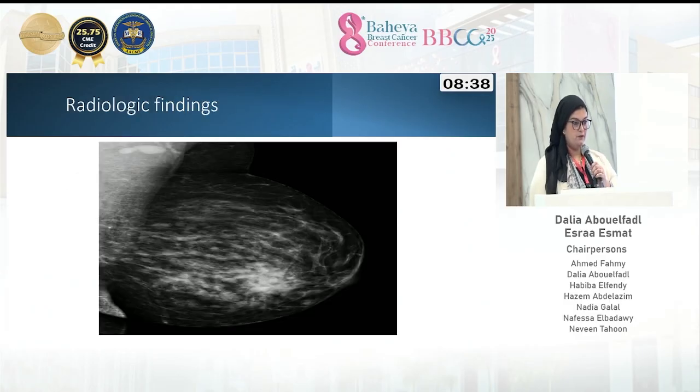This is the radiology of the patient demonstrating the abnormality in the breast parenchyma and the pathological lymph nodes noted.